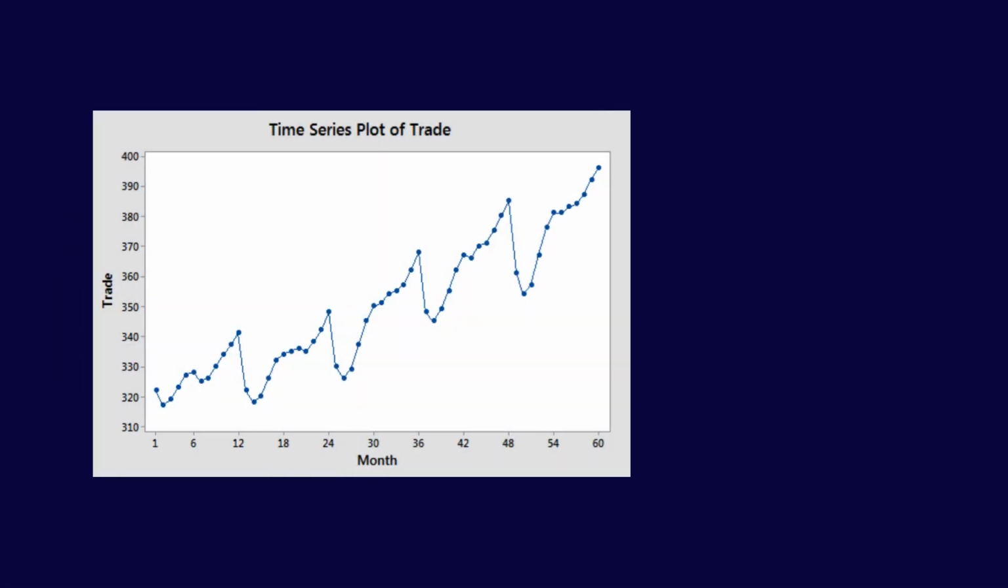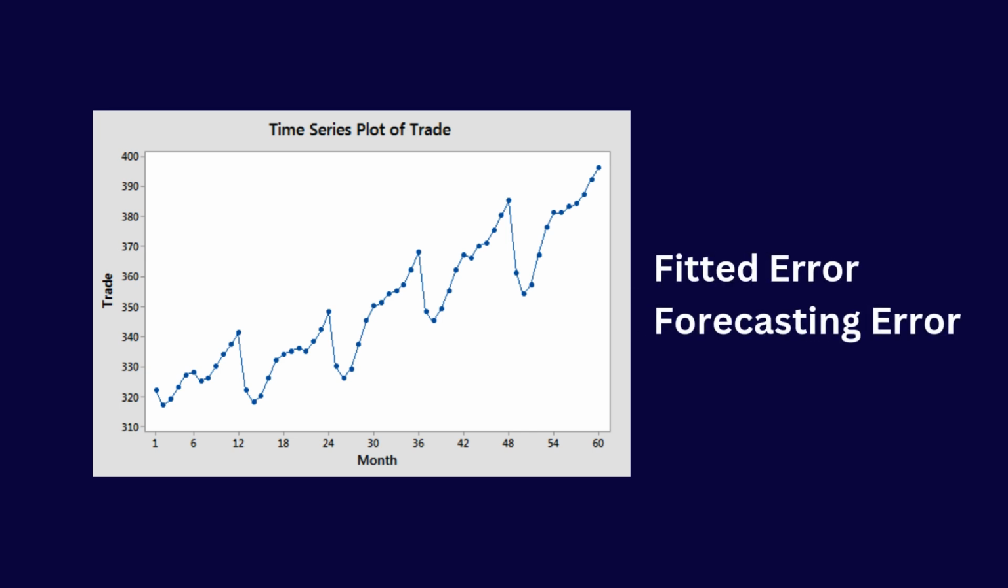Today we are diving deeper into time series analysis and specifically we are going to focus on forecasting scenarios. We will explain key terms like reference time, fitted values, forecast values, and how errors play a crucial role in measuring the accuracy of our predictions.